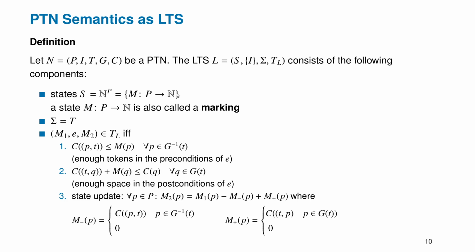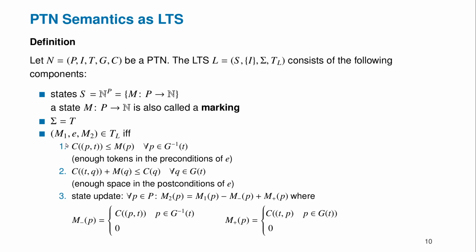And this we have already seen in the example. We use this in the LTS, where we use the notation name of the place and the number of tokens that it currently contains. Yeah, these are the markings. Then the alphabet is simply the transitions, and here TL is the transition relation of the LTS, which is not to be confused with the T of the PTN.